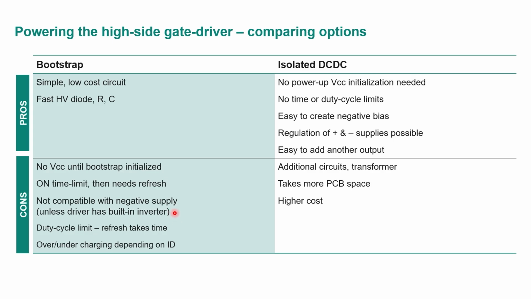So if you need the negative supply, go with the isolated DC-DC. There are also duty cycle limits. You need time to refresh the bootstrap each time you turn on the low side. And if that's too short of a time, then you haven't fully recharged it, all right?